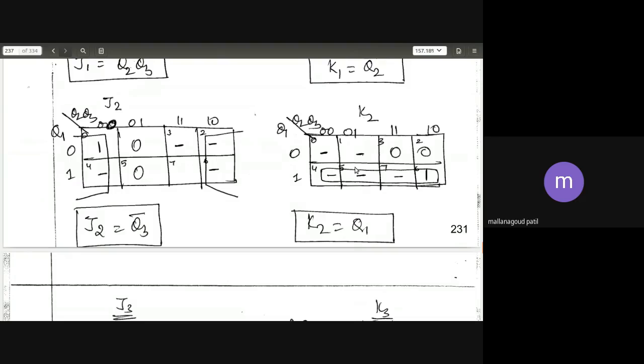This is the K-map, you had an idea. Only the Q1 row you have grouped. Its address is 1, which belongs to Q1. Therefore, I have written K2 equal to Q1. Any doubt?